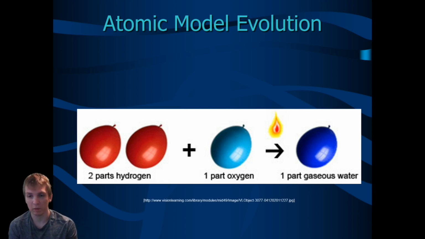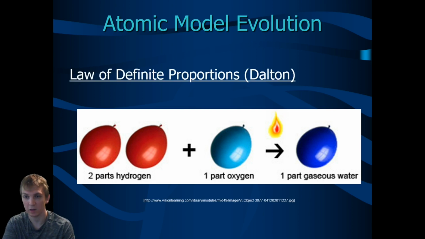If you've ever seen the movie The Martian with Matt Damon, there's a scene where he's actually making water inside of his little habitat on Mars, and he does that by mixing hydrogen with oxygen, and he burns it, and then he actually creates a very small explosion at one point. Okay, so that's how you make water, and this is what's called the law of definite proportions.